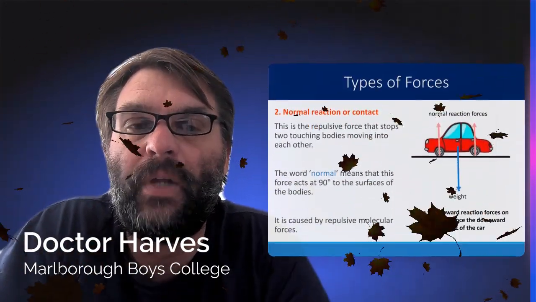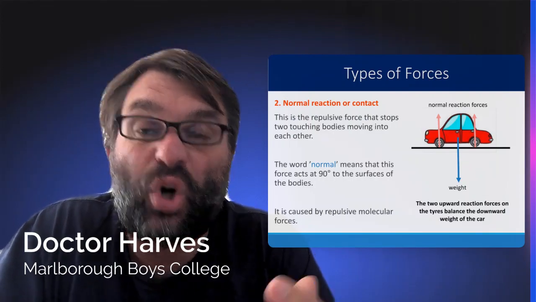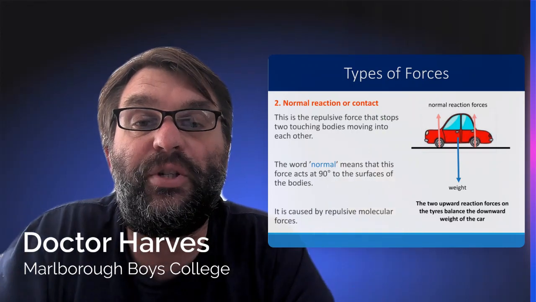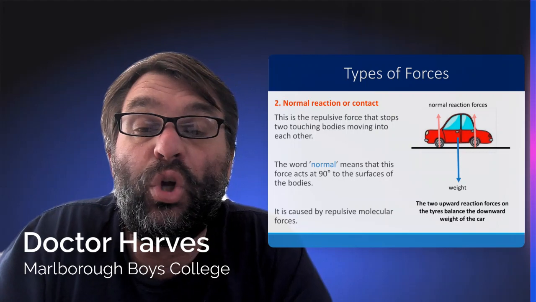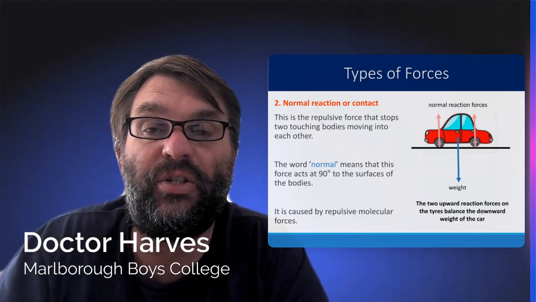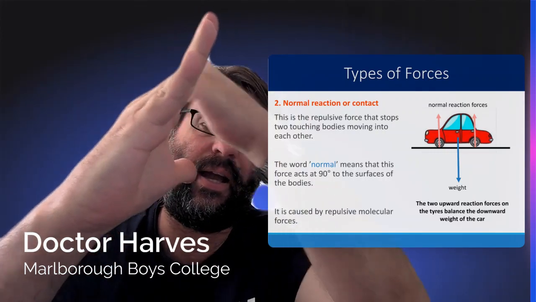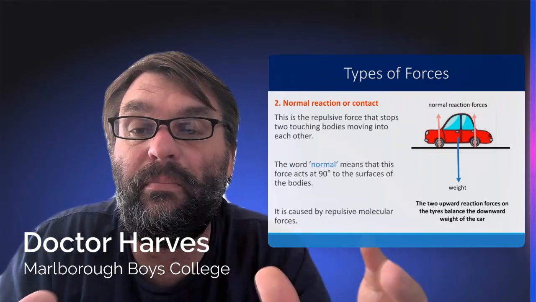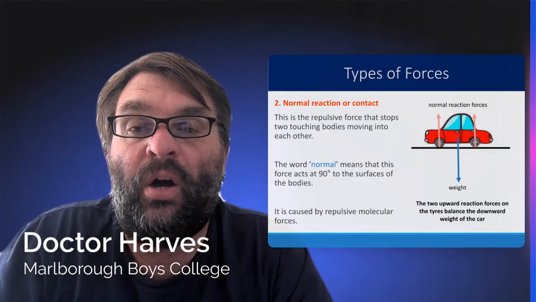The second type of force is a normal reaction or contact force, and this is a repulsive force that stops two bodies, objects, touching each other. The word normal means that the force acts at 90 degrees to the surface of the body. So if you're on a slope, then the force is acting at 90 degrees to that slope. It's caused by the molecular interactions of the molecules in the objects.